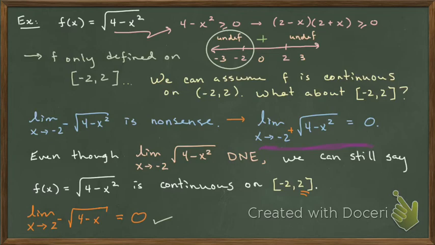So just try to remember that even though a function might not be defined on one side of an x value, we can still say it's continuous at that endpoint, as long as I can plug in that endpoint.